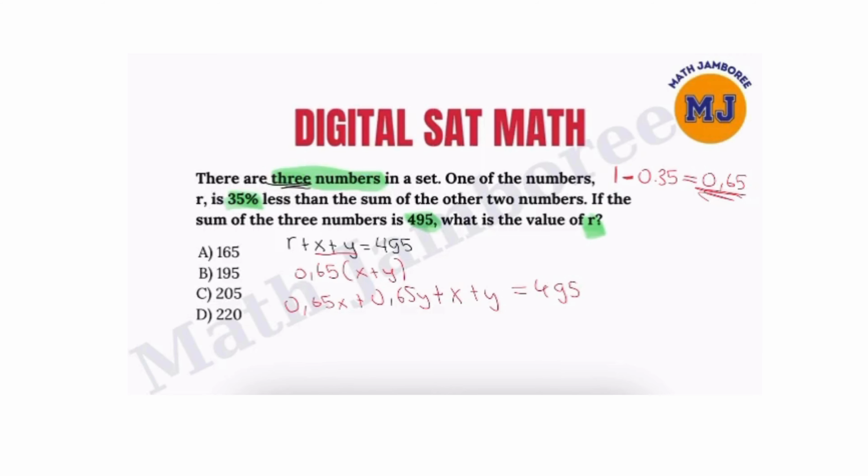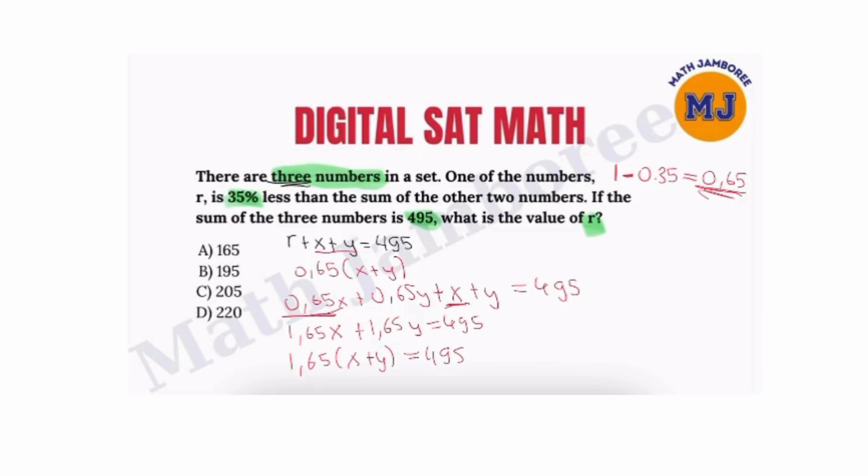Now you will simplify this because you can put them together, which is 1.65X plus 1.65Y equals 495. And now we can put up parentheses again: 1.65 times X plus Y equals 495. To cancel the 1.65 out, you will divide by 1.65 on both sides.